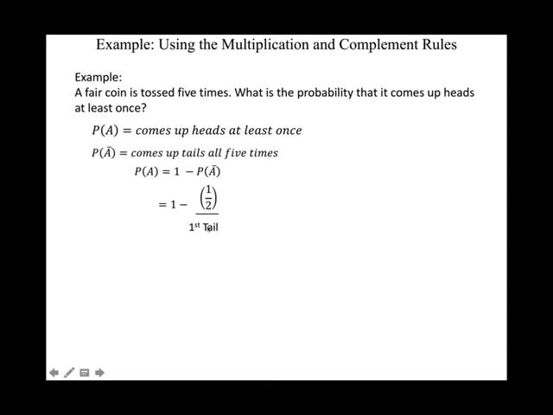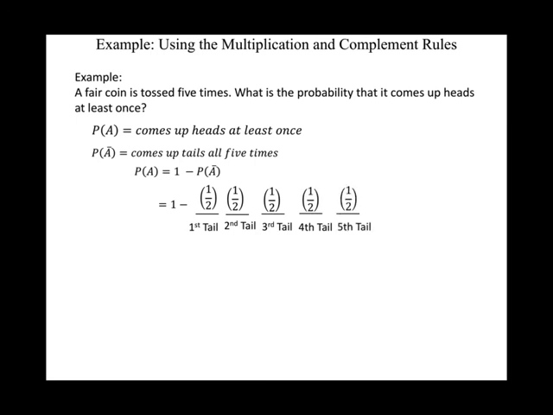And then after I get the tail, I'm gonna do the second time, I want to get the tail again, because this is the probability of coming up tails all 5 times. It's gonna be 1/2 again, right? Because this is an independent event. It doesn't matter what I get the first time, it doesn't affect the second time. How about the third time? Same thing, 1/2. The fourth one, 1/2. The fifth one is gonna be 1/2.